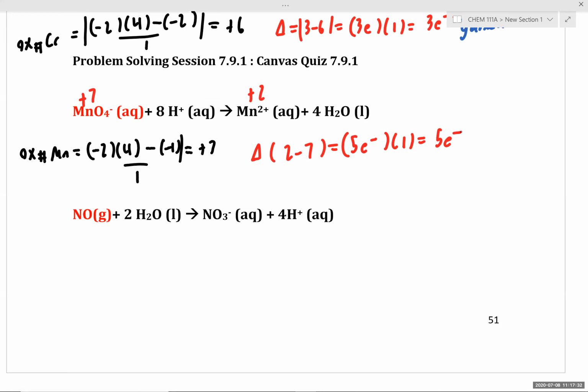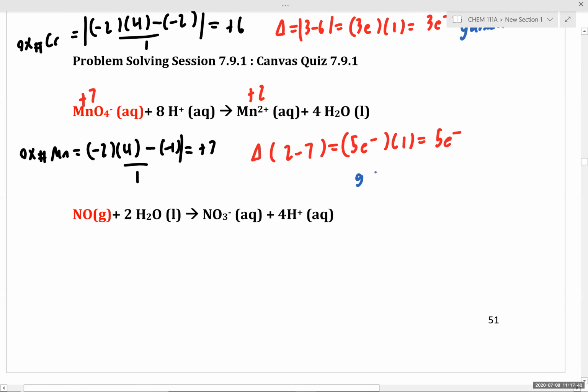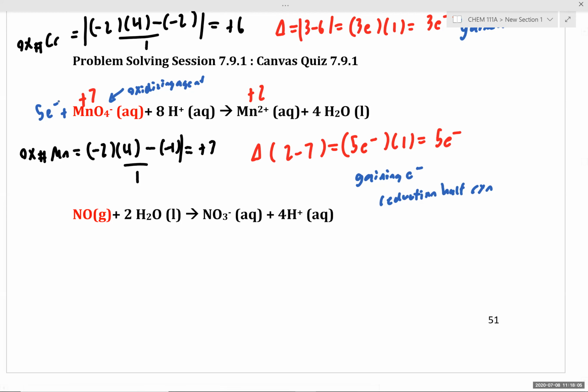Okay, as we are gaining electrons, we call this a reduction half reaction. And this manganese species would be an oxidizing agent. So we put our 5 electrons on the left-hand side. Does this first example make sense to everyone?